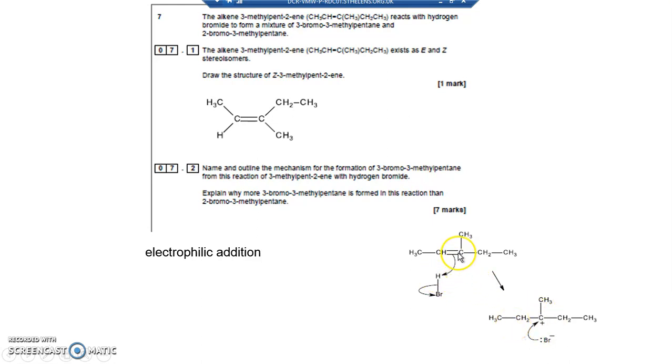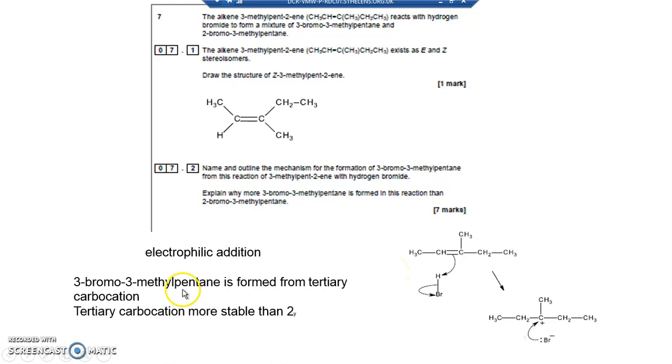Had the H bonded to this carbon, and the plus being here, then the plus on this carbon would have been a secondary carbocation, because this C plus would have had carbons either side. So your answer is that 3-bromo-3-methylpentane is formed from a tertiary carbocation, which is more stable than the alternative, which is a secondary carbocation, which would be the minor product.